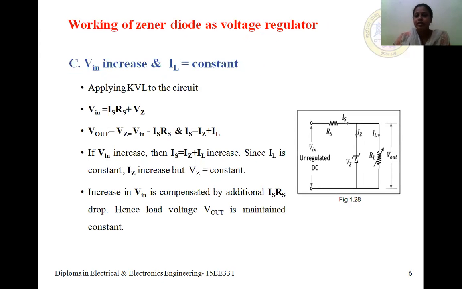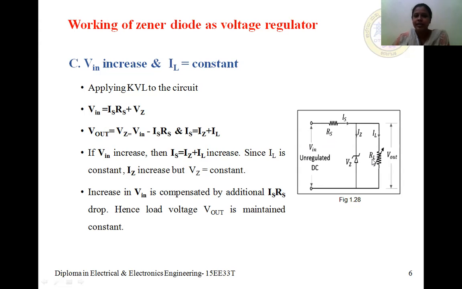Next, coming to the third case, that is when the input Vin increases. When input Vin is increased and the load is constant, that is IL is constant, let me see what happens. Applying Kirchhoff's voltage law to this circuit, Vin is equal to Is into Rs plus Vz. This is at the input side.